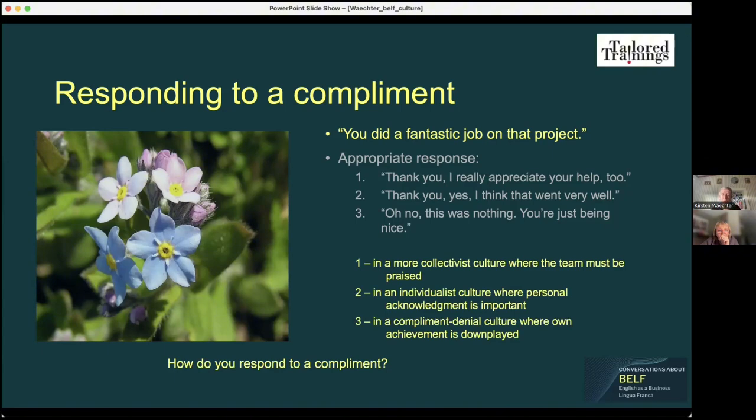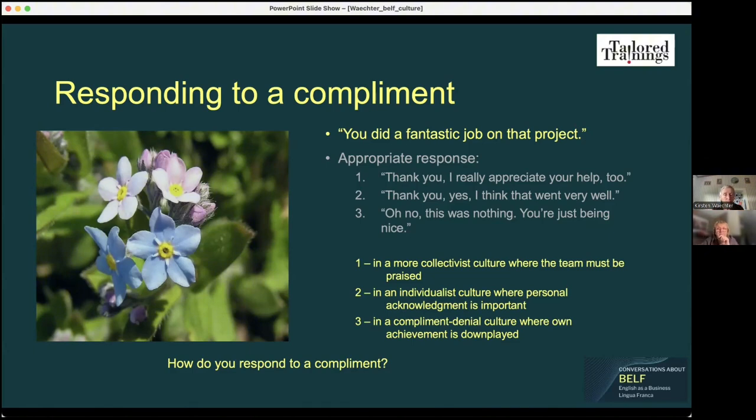So what we have is different ways to do this. Number 1 would be perfectly okay in a more collectivist culture where the team effort must be praised. I use this actually for relationship building straight away. Number 2 would be okay if the company runs a more individualistic culture where personal acknowledgement really matters. And 3 is compliment denial culture. And that is exactly it, there isn't a right or wrong.